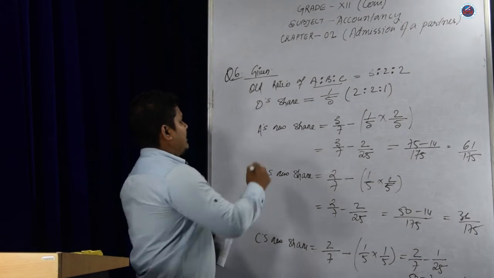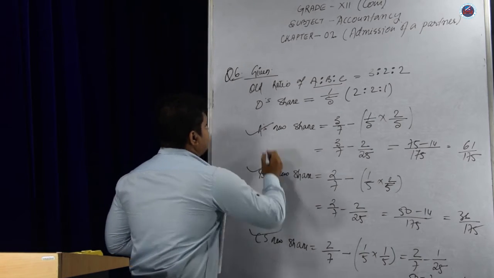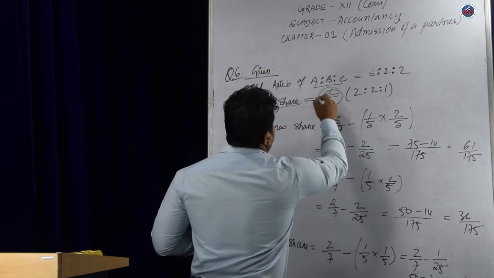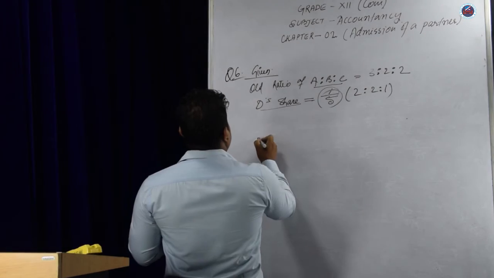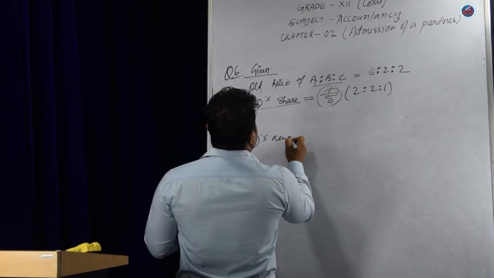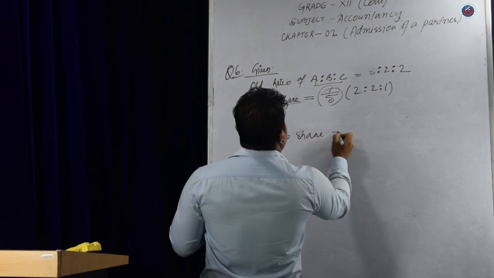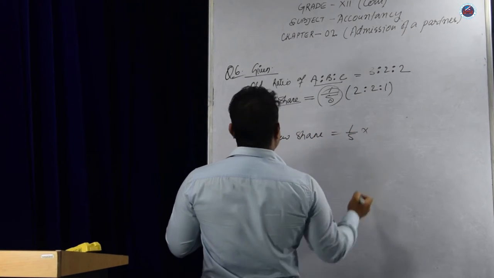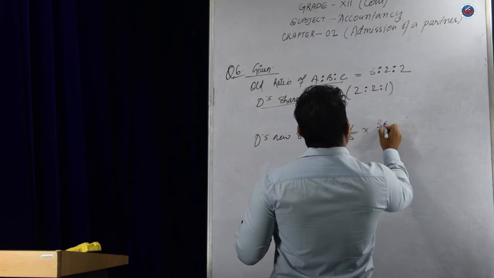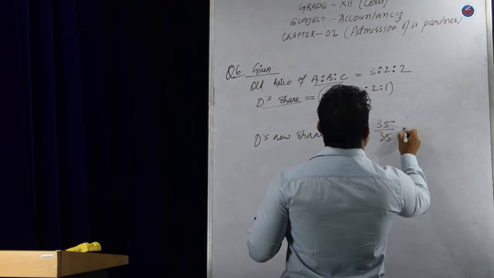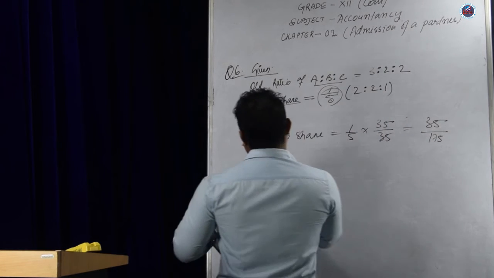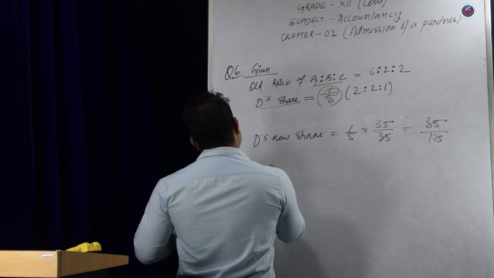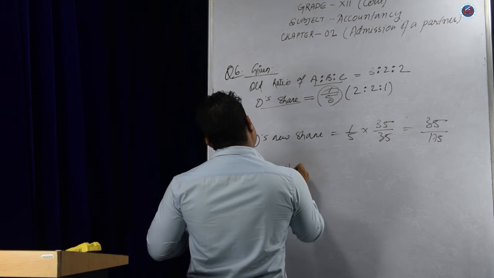So A got it, B and C. D, we already know, 1/5. But you have to make the denominator 175. So this new share is equal to 1/5. To make it 175, we have to multiply by 35/35, so 35/175.